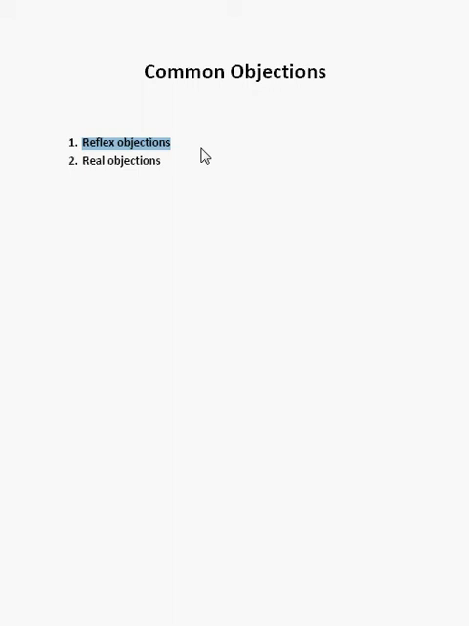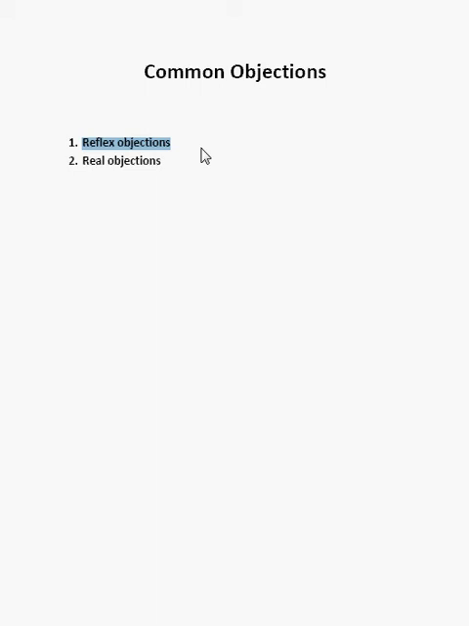Now, what is the difference between a reflex objection and a real objection? A real objection is something that a homeowner tells you that's kind of a stopping point. It's something they tell you that you have to think hard to overcome, or just decide you need to get on to the next customer.